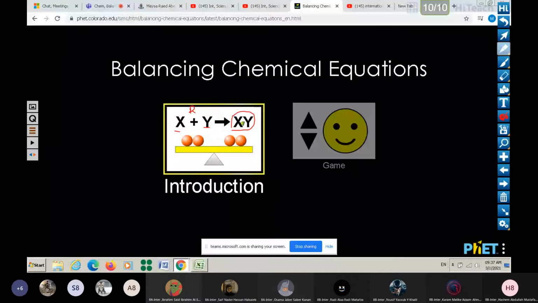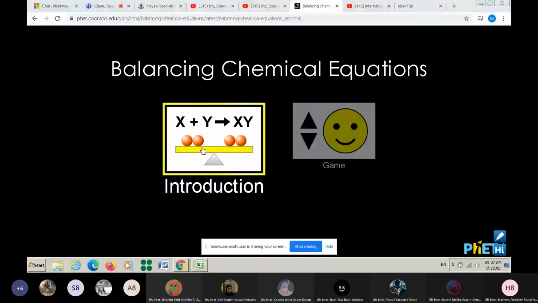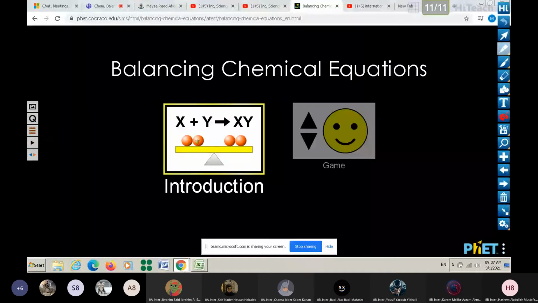If you're talking about the numbers in any chemical equation, let's say this one here represents an X atom, number 1. If you put one X atom in the reactant, the product should also have one X atom. If you put one Y atom in the reactant, you should also have one Y in the product. You can't put 2 Y in the reactant and find only one. This is what we're going to talk about today: how to make the number of atoms in the reactant the same as in the product.